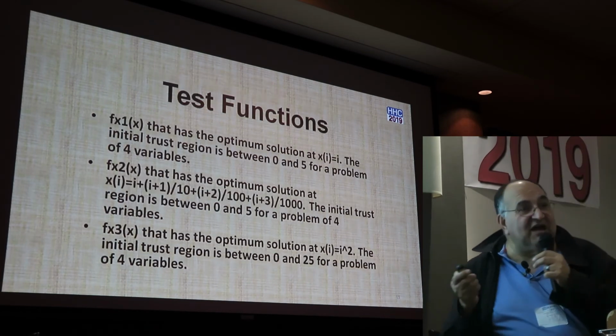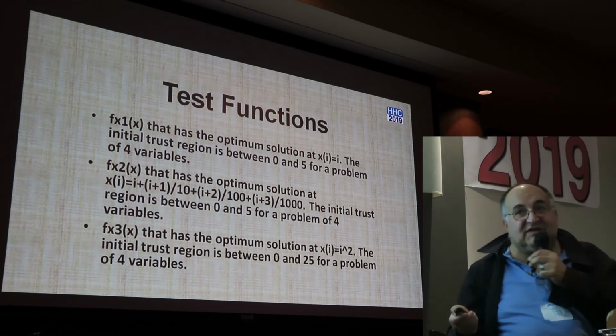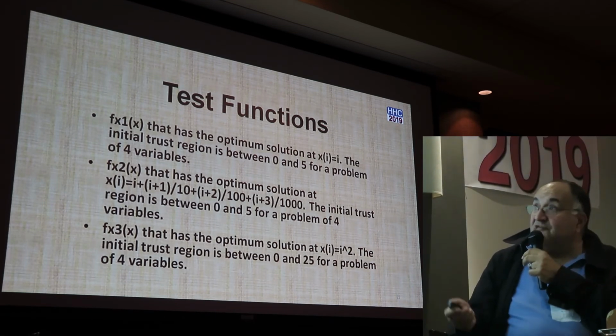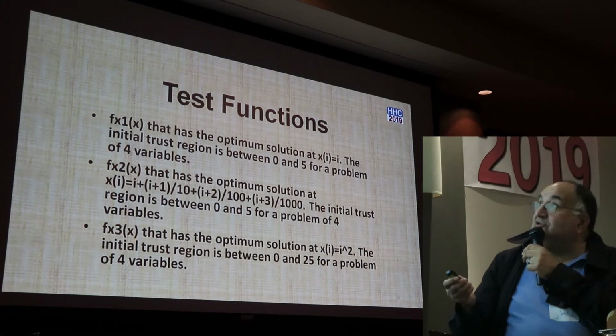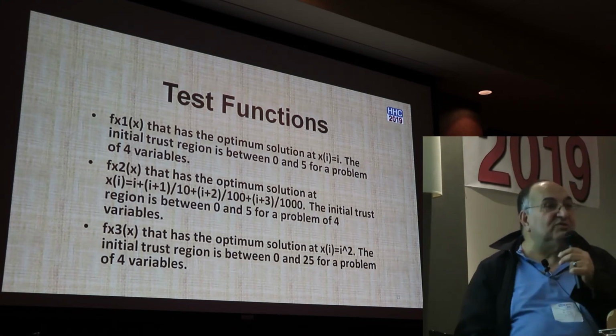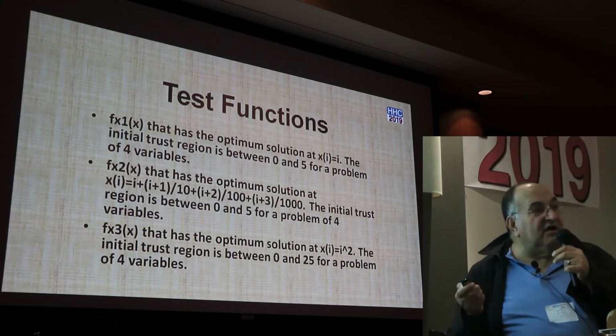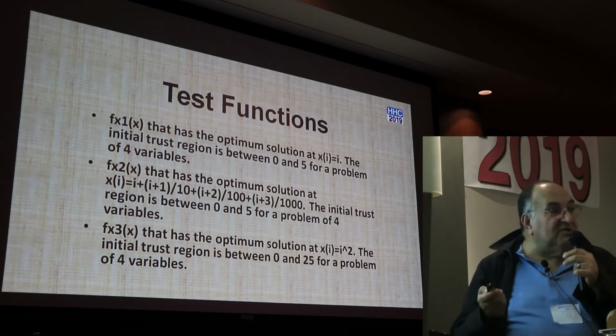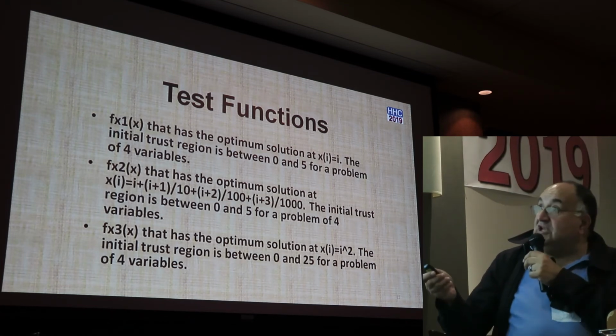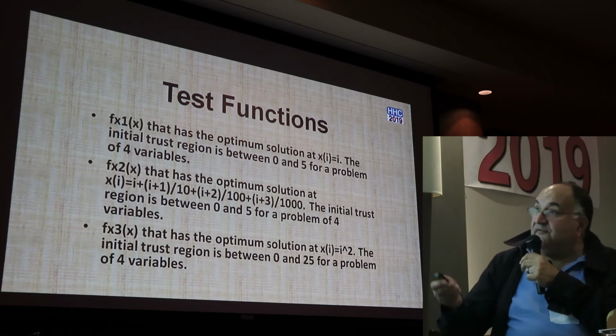For my test functions, I used three relatively simple ones. The first one, f of x1, has the optimum solution at x of i equals i. And so for a problem with 4 variables, my trust region is such that each variable ranges from 0 to 5.